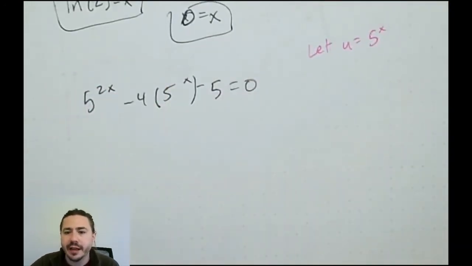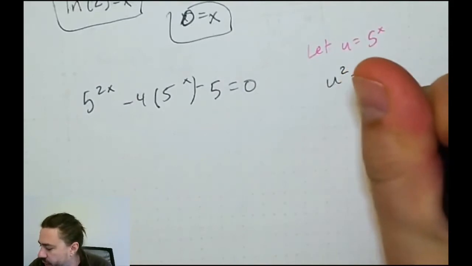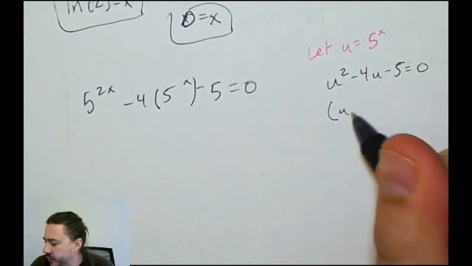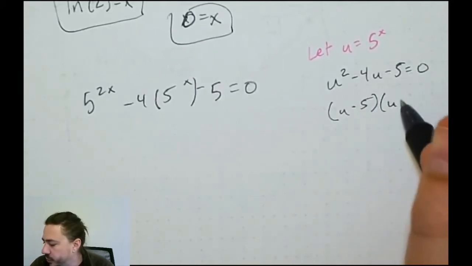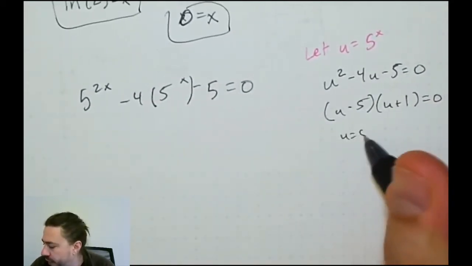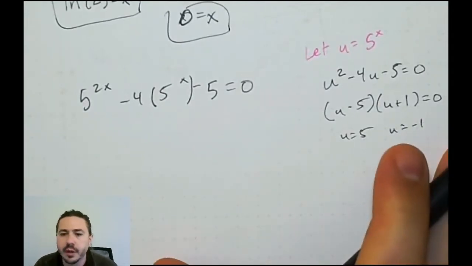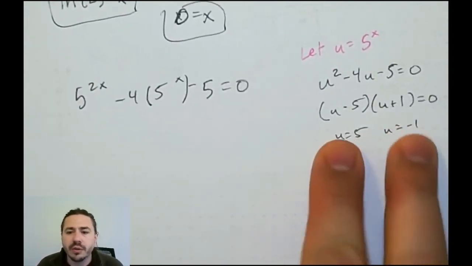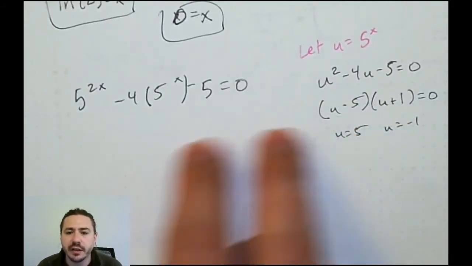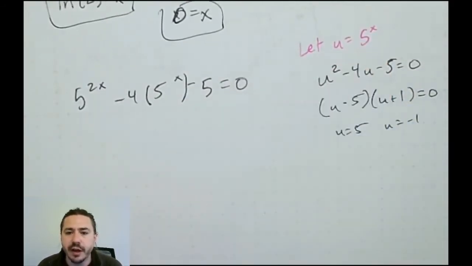If I do that, I can rewrite this as u squared minus 5u minus 5 equals 0, and so I can factor this as u minus 5 and u plus 1, which would give me u equals 5 and u equals negative 1. Once I understand the structure of how this will be solved, I can go back and replace the u's with 5 to the x, not 5 over x.